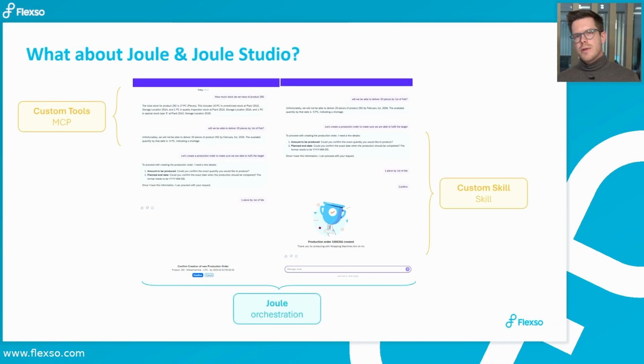So, to wrap up what we saw: Joule as an orchestration agent can pull or delegate to all the tools it needs, based on the instructions and the context that you give, and is then able to finish the request based on the best tool available.